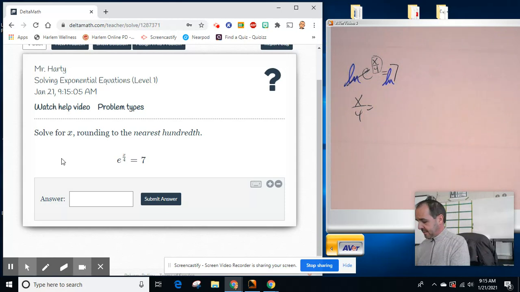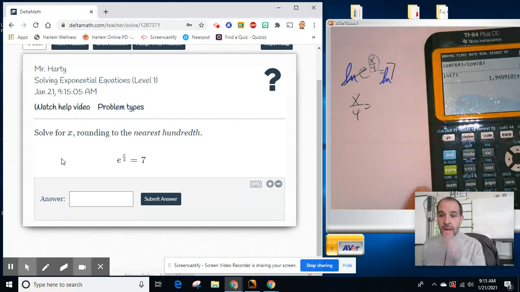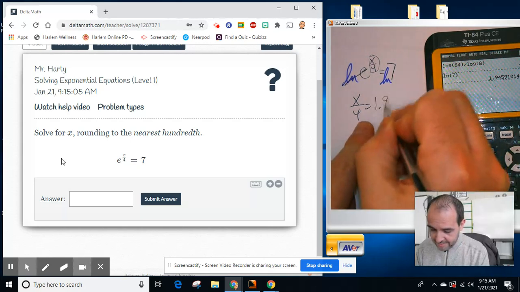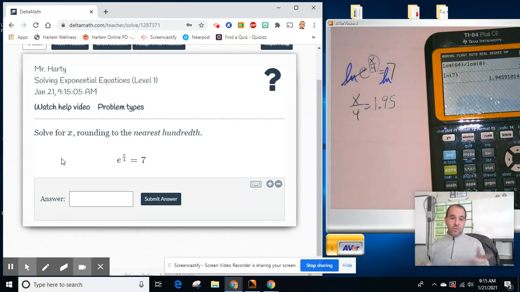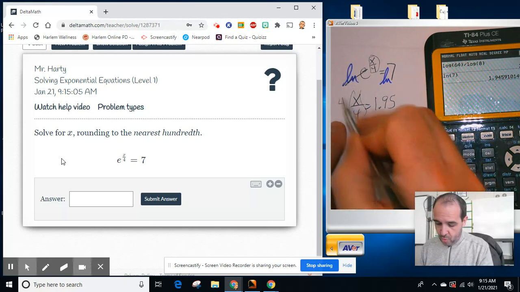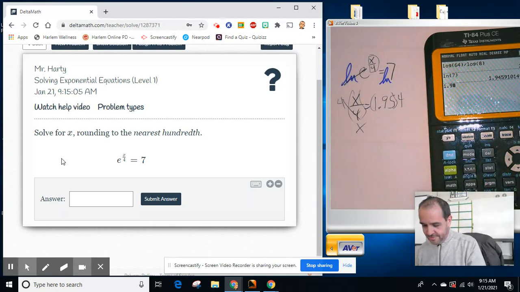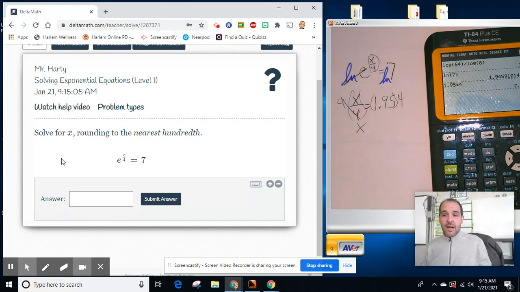Natural log of 7. My calculator's back now. Okay, so like 1.95, we'll call it. Now this is going to be interesting to see. Oh, solve to the nearest hundredth. Okay, so far we're there. And then what's my last step going to be? Multiply by 4. This is going to be interesting to see if, because I rounded, I get this wrong. This is why we test these out.